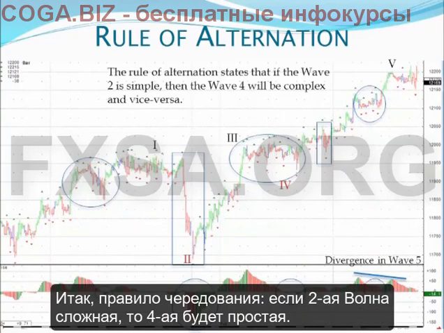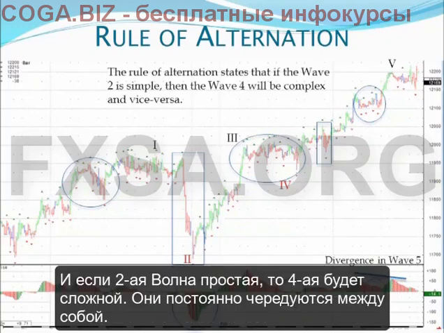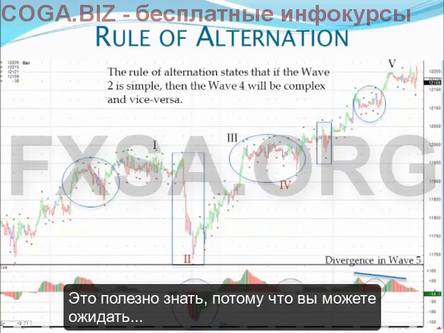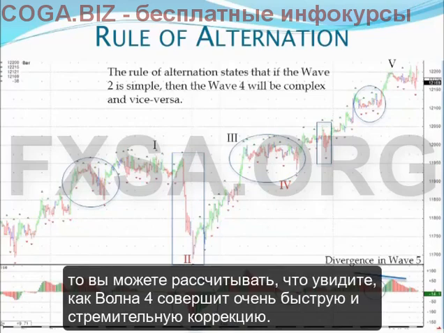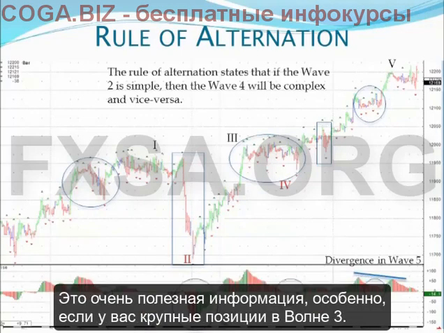So typically, rule of alternation, if we have a complex, then we're going to have a simple. We have a simple, then a complex from 2 to 4. They will alternate back and forth. It's good to know that because then you can expect, if you've seen the wave 1, 2, and 3, and you had a complex wave 2, you can expect to see a very quick and fast retracing wave 4. That's good information to know if you've got heavy positions in a wave 3.